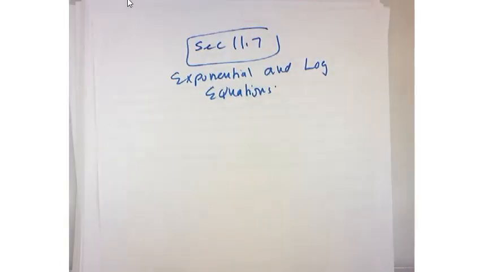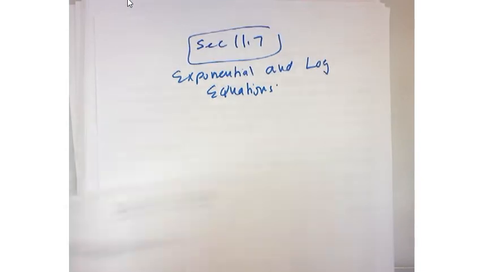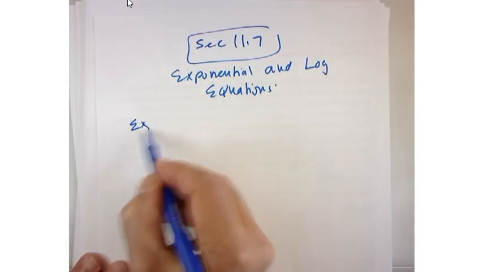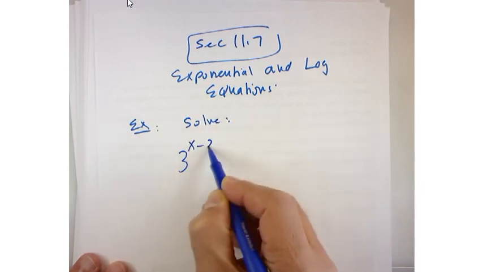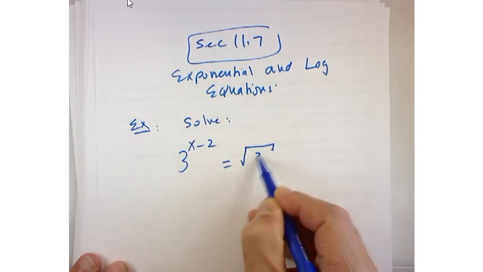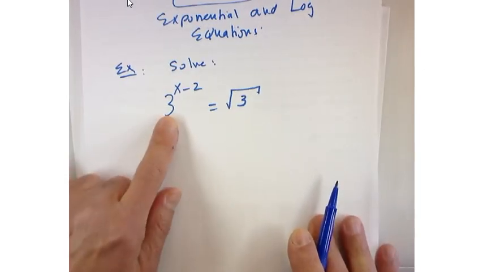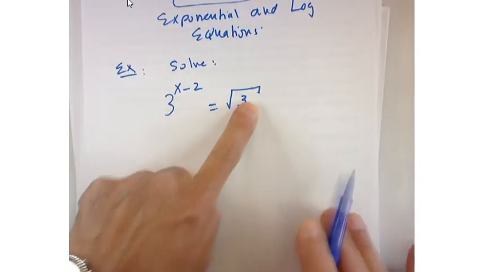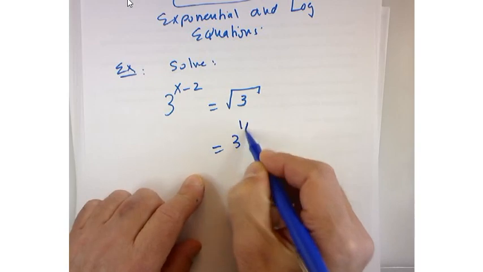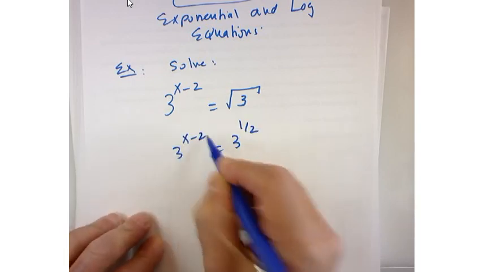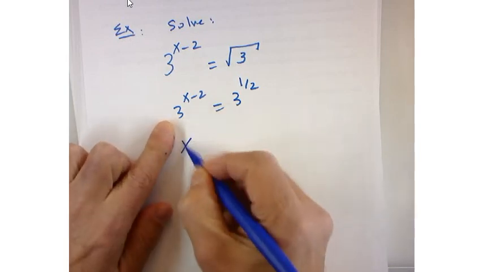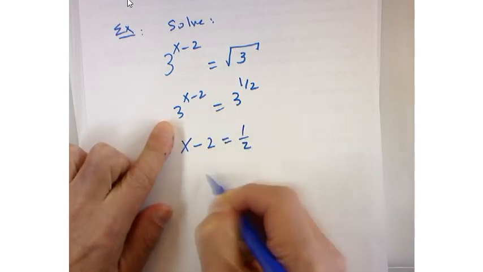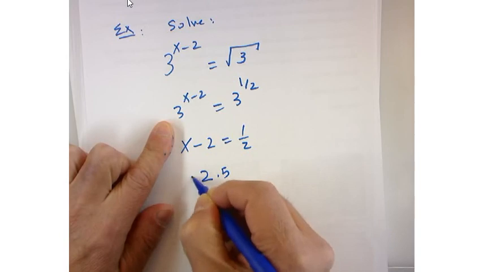So for example, in this case, say we have to solve 3 to the x minus 2 equals square root of 3. You can see the base on the left side is 3. We can write the right side as 3 to the 1/2. And now, because exponential functions are 1 to 1, we can drop the bases. So x minus 2 equals 1/2. x is 2.5.